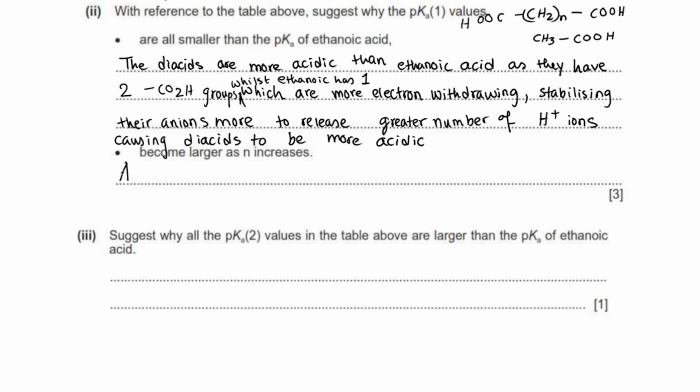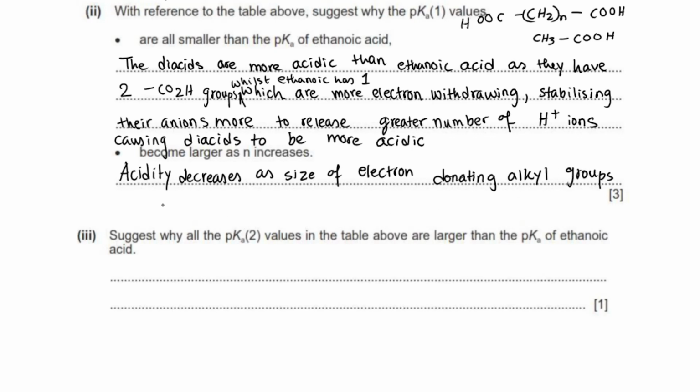So we can write acidity decreases as size of electron donating alkyl groups increases, and so the anion is no longer stable.